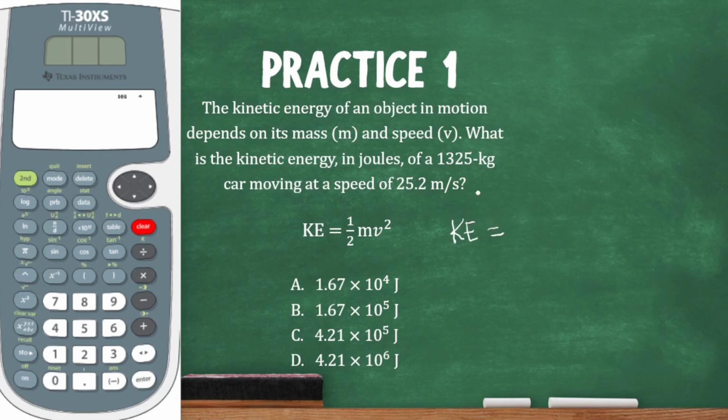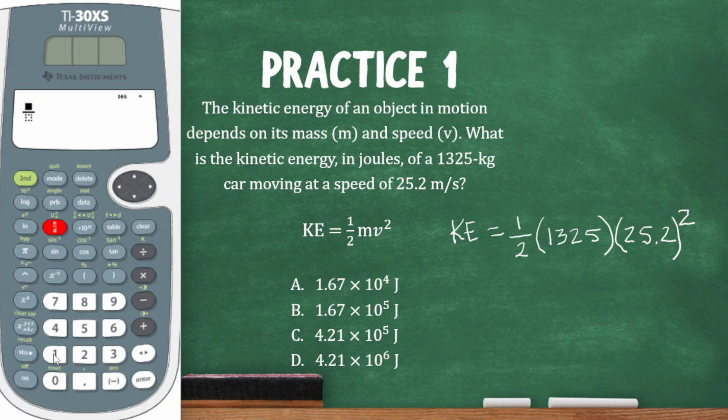KE, I'm looking for the kinetic energy, so I don't need to fill anything out for that, equals 1/2. Now I'm going to put parentheses and the value for the mass, 1325, times the speed, 25.2, and squared. Okay, so now I'm going to put all of that into my calculator just like I wrote it down.